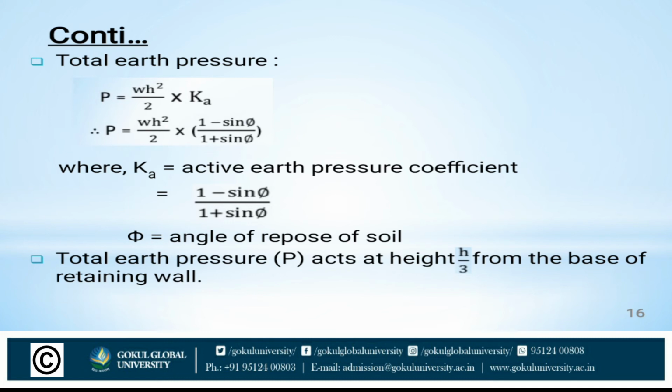Total earth pressure acting on the retaining wall is equal to w s H square divided by 2 multiplied with the Ka. Ka is the active earth pressure coefficient, whose equation is (1 minus sin phi) upon (1 plus sin phi), where phi is equal to angle of repose of soil. So P is equal to, we can write, w s H square by 2 multiplied with (1 minus sin phi) divided by (1 plus sin phi). Total earth pressure P acts at a height h by 3 from the base of the retaining wall.